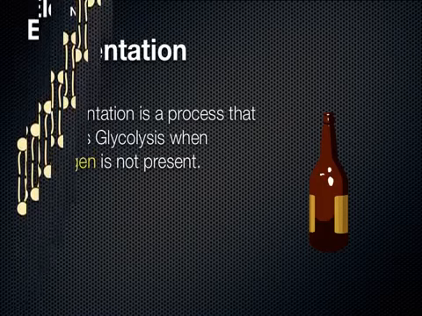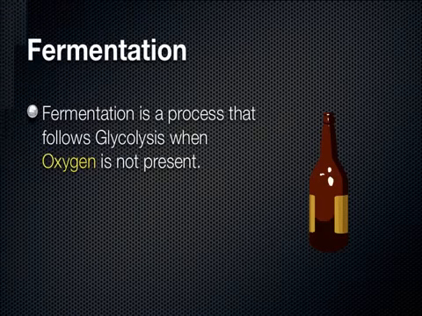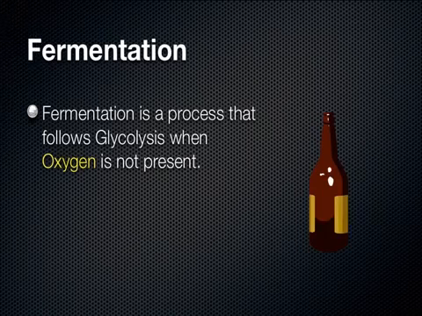But in cases where there's no oxygen available, how do we go through a process? We have a process of fermentation. Fermentation is a process that follows glycolysis when oxygen is not present. So if there's no oxygen present, we can't go through the electron transport chain because remember the oxygen was the final electron acceptor. We need an alternative process, and fermentation is a good one.